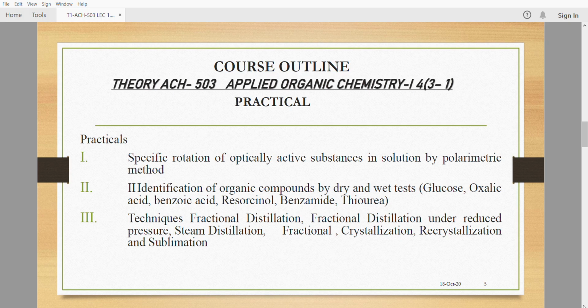Given compounds may be acetic acid, benzoic acid, glucose, oxalic acid, tartaric acid, citric acid, resorcinol, benzamide, thiourea, etc. Here you will perform some preliminary examination, then you will detect which element is present in it, then you will move further towards functional group detection, and at last derivative preparation to conclude categorically what the compound is.